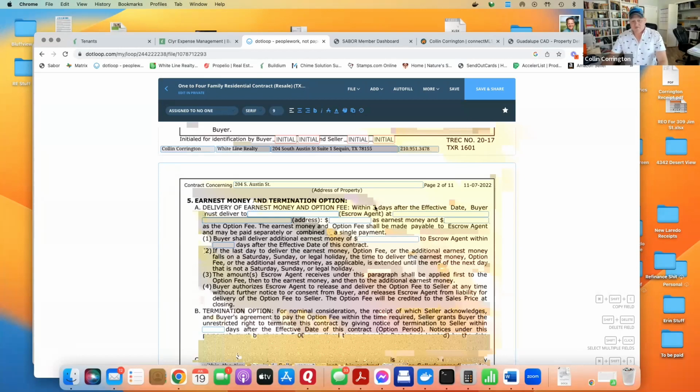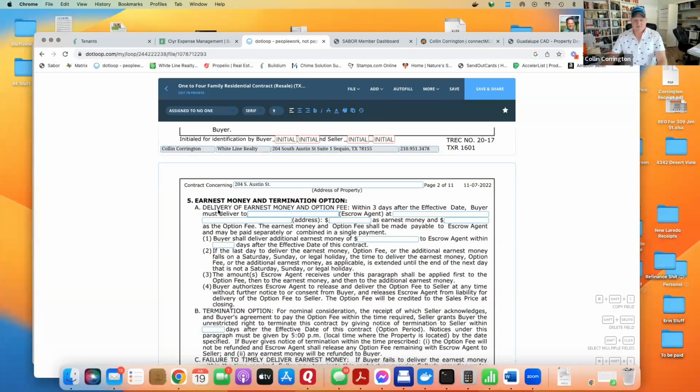Delivery of earnest money and option fee within 3 days. Y'all know about the earnest money and option fee, right? So who am I going to deliver this to? Who is my escrow agent? Guys, 99 times out of 100, this is your escrow officer at a title company.